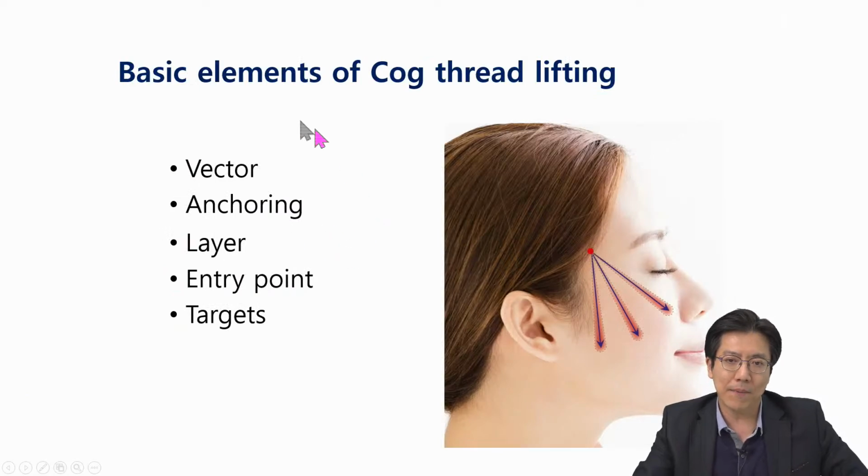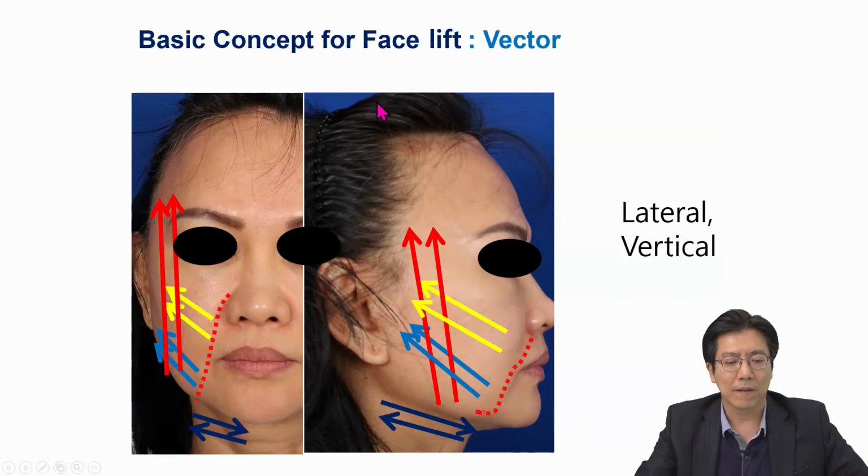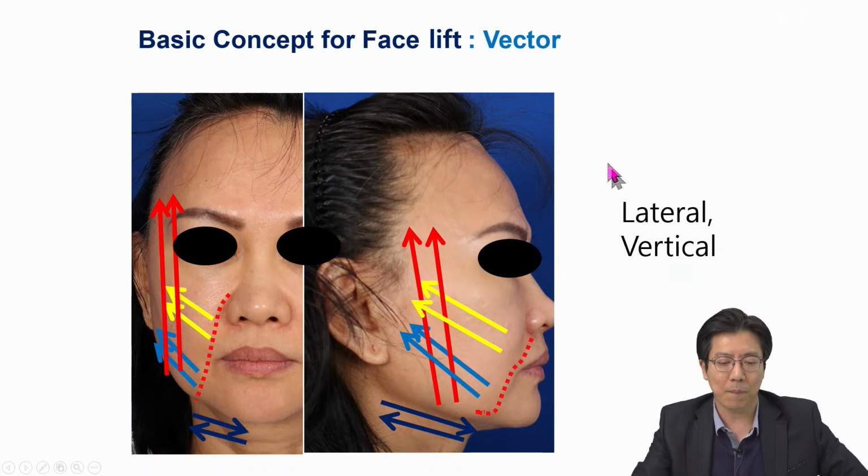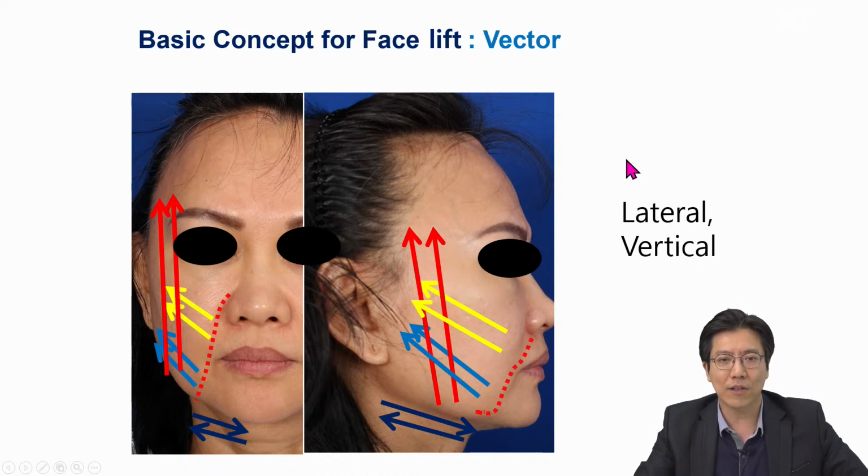These are the basic elements to understand cog thread lifting: vector, anchoring, the insertion layer, and the entry point, targets. So I'm going to explain each element one by one. The first element is the vector. There are two major vectors, the lateral vector and vertical vector. The vector is the direction in which the face is lifted.